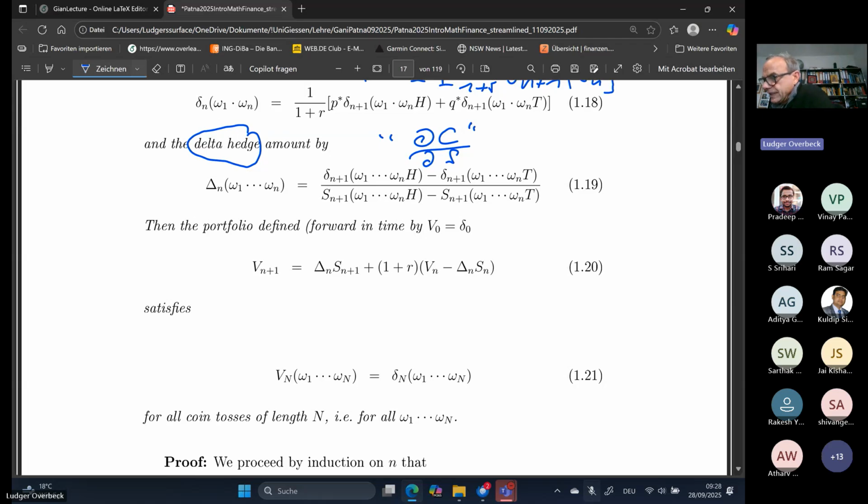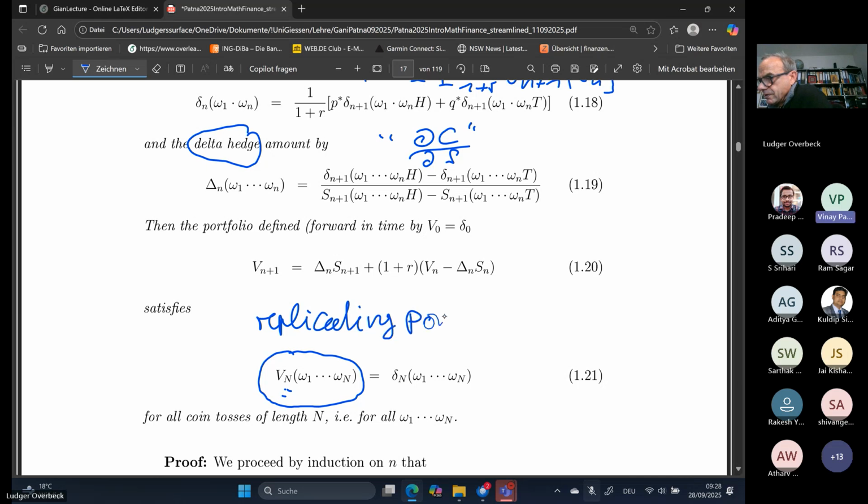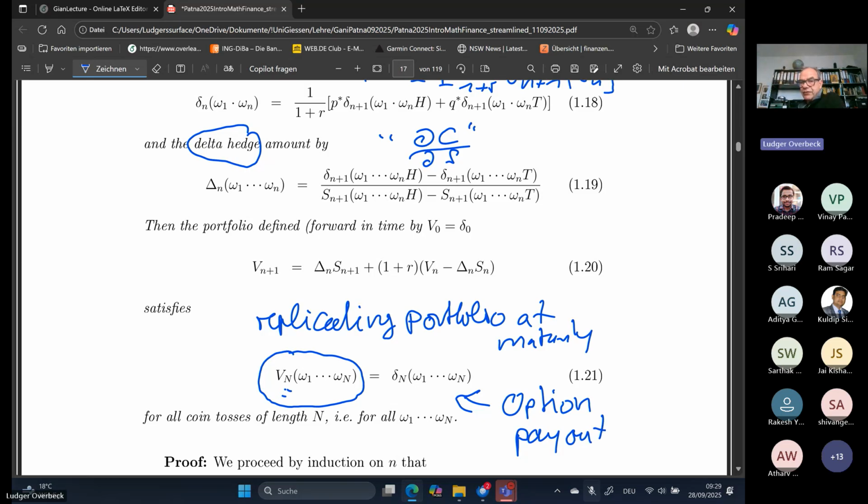And then, if you construct it like this at each point in time, especially at time maturity, the payout of your replicating portfolio at maturity equals the option payout. And that's your final goal.